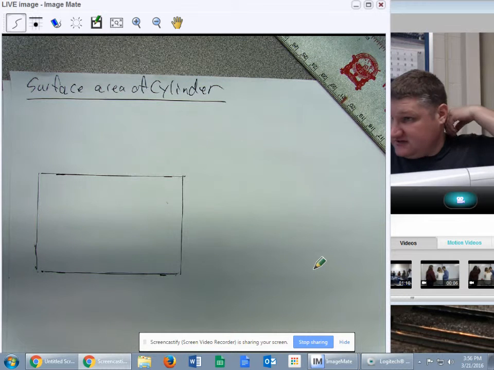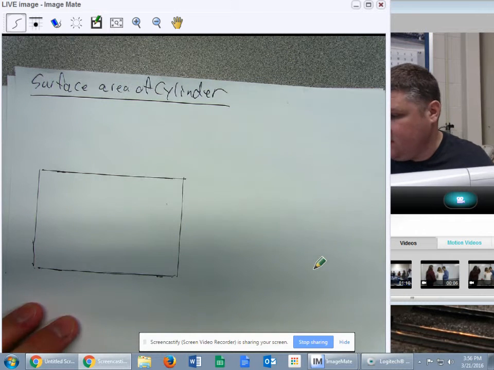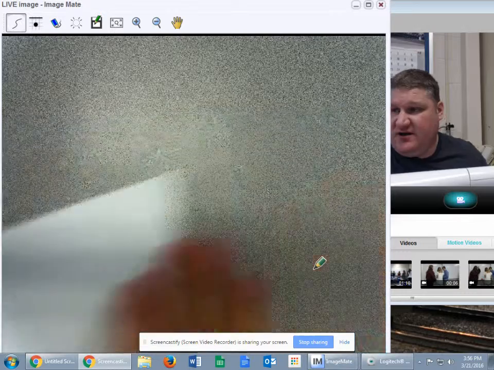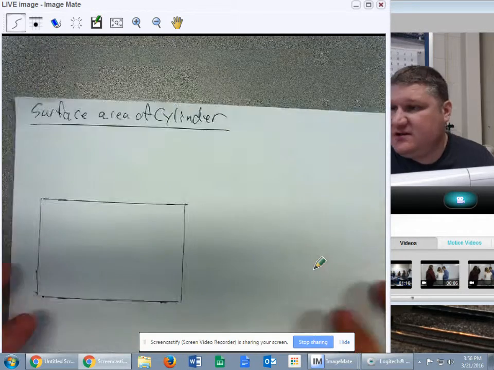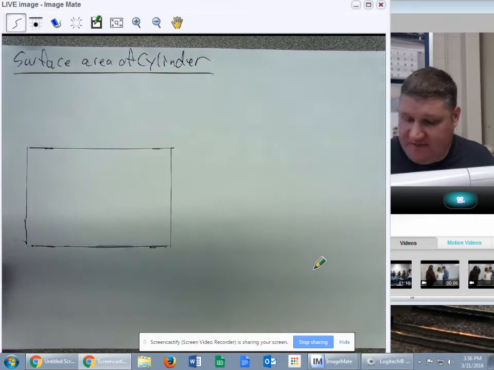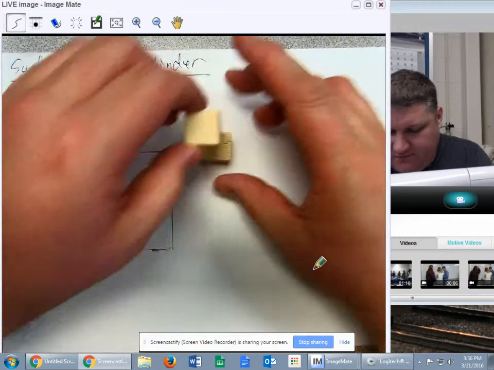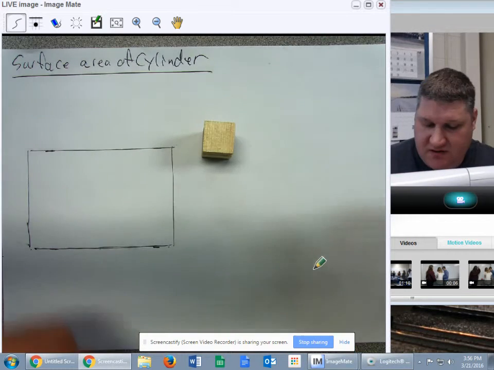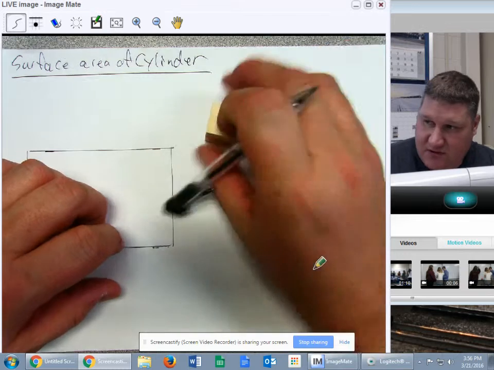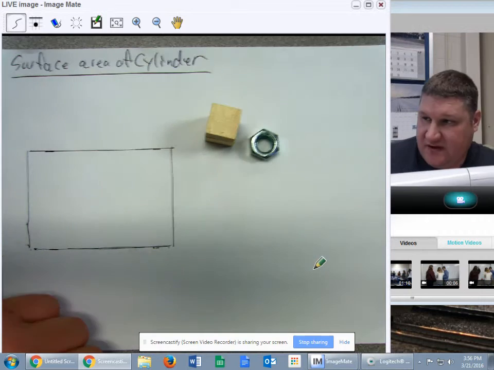Okay, ladies and gentlemen, let's take a look at surface area of a cylinder. Now, we've already done surface area of a prism. Let's take a look at surface area of a cylinder. Now, obviously, why do we need to deal with them separately? Because the surface area of a prism, there we go, there's a nice little prism. It is 1 by 1 by 2, there you go, or a nice little prism like this.